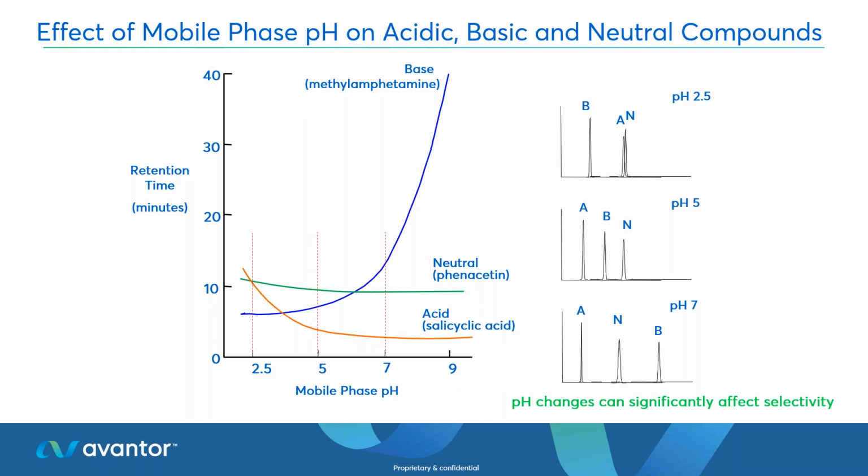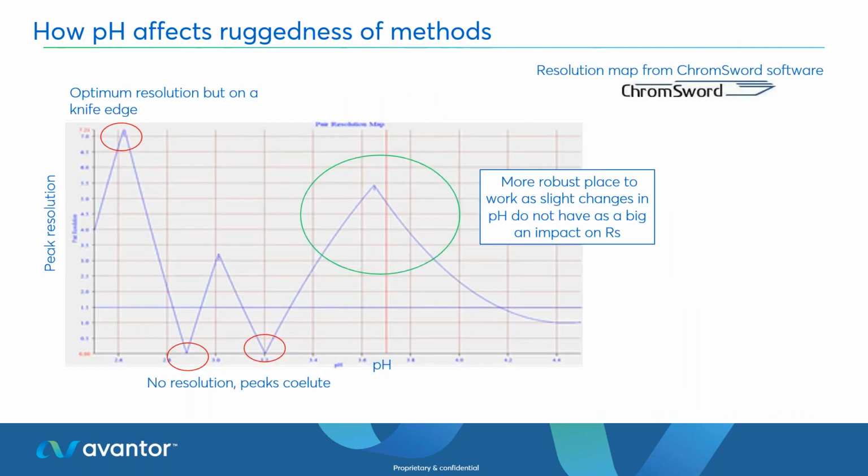You can look at this in a model as well. So I mentioned before, we use a lot of these theories in our method development software. And this is a resolution map from ChromSword. So this is showing you pH along the x-axis and resolution along the y-axis. So you can see as we change pH, there are big changes in the resolution of the critical pair we have in our chromatogram, in our analyte mix.